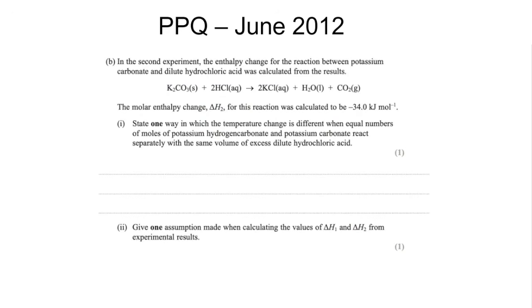Part B then goes on to talk about delta H2, which is our second reaction. It is saying that for this particular reaction, the enthalpy calculated was minus 34 kilojoules per mole. Just a reminder that delta H1 is plus 30.03 kilojoules per mole, because we are going to need to use that answer.